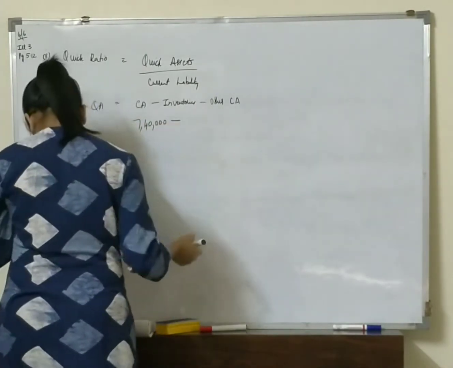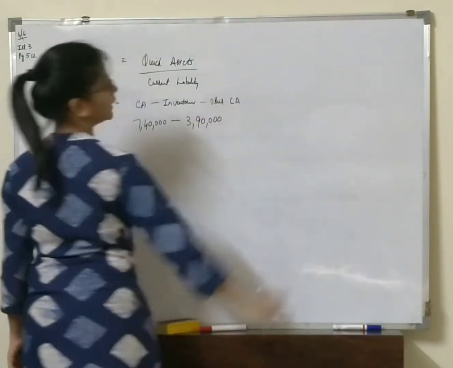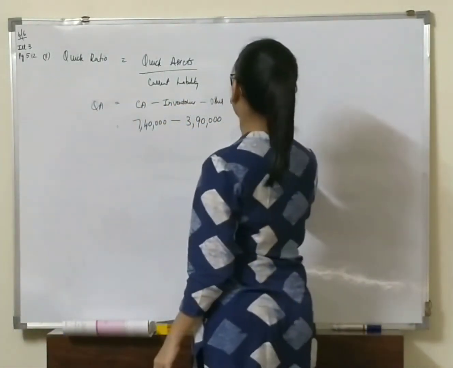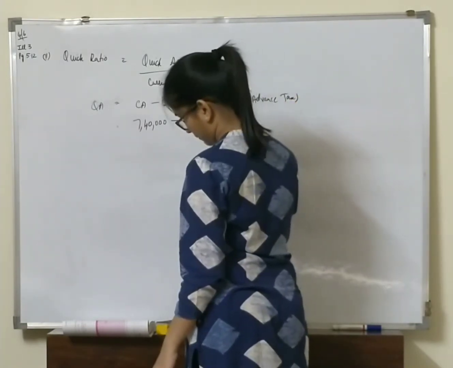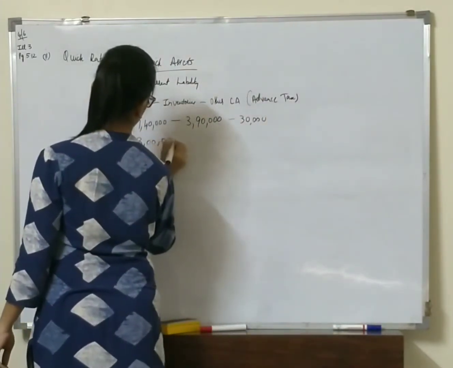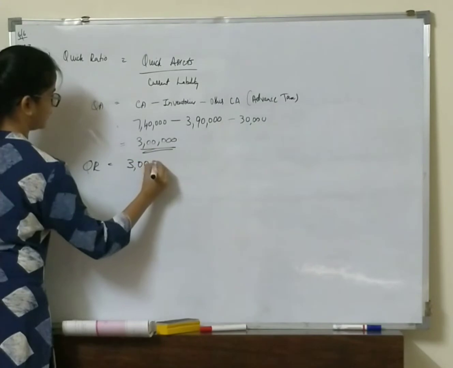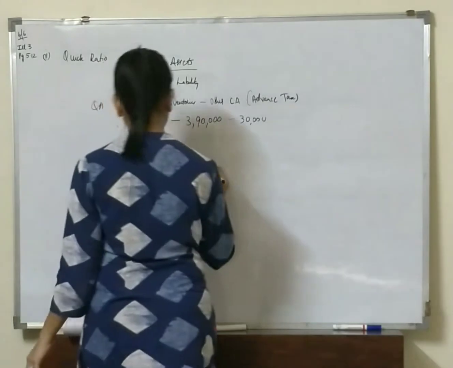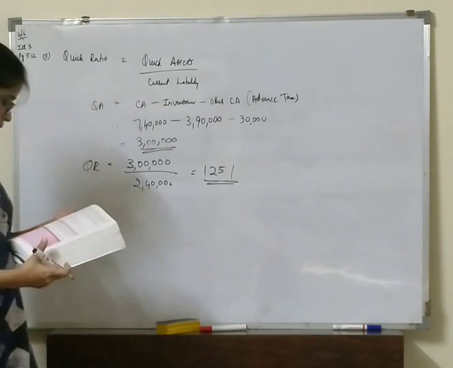7,20,000. Amount of inventories is 3,90,000. Under other current assets, what do we have? Do we have prepaid income? No. We have advance tax. So what's the amount for advance tax? Minus 30,000. So quick assets would be 3 lakh. So what will be the quick ratio? 3 lakh divided by 2,40,000, which is 1.25:1. Clear?